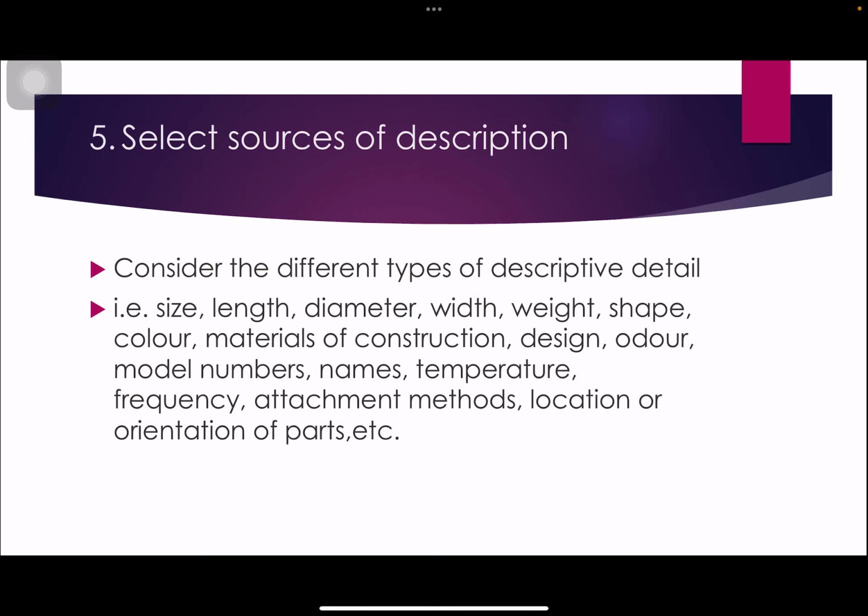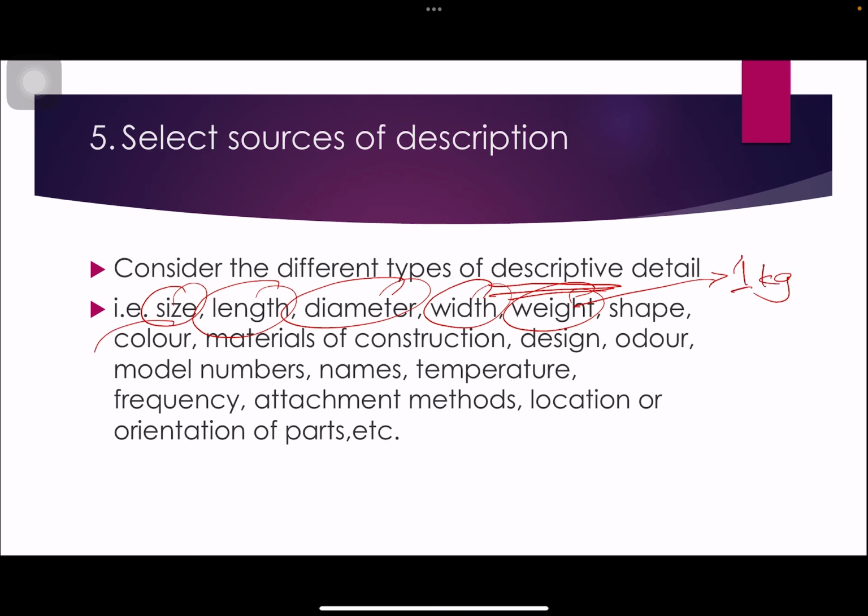Okay, strategy number 5 will be on selecting the sources of description. When you are describing the product, sources of description will be very helpful because they help you in being descriptive, so you are describing in a very descriptive manner. You can use size, length, diameter, width, weight. For example, be specific: it is 1 kilogram, for instance.